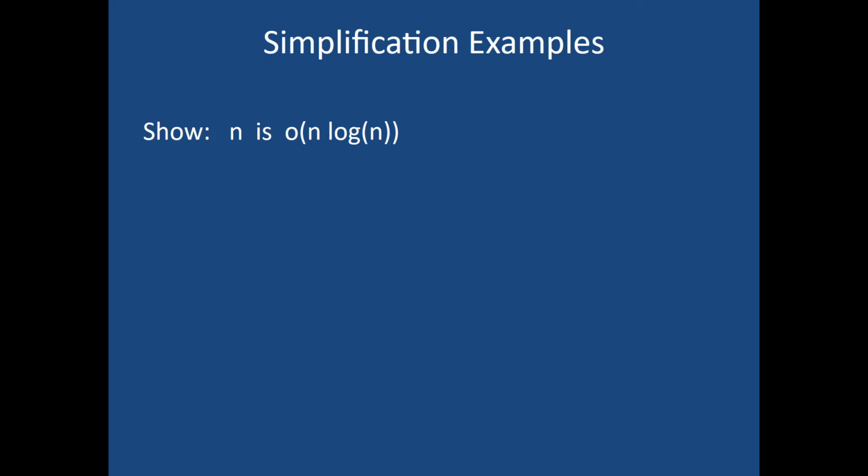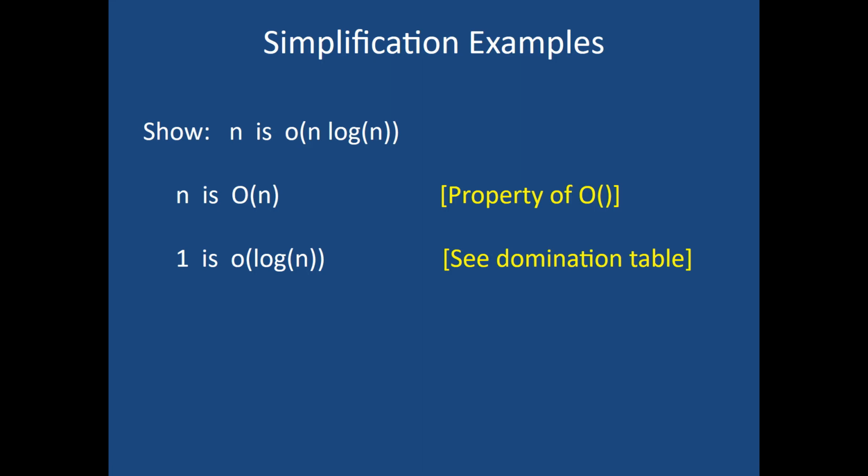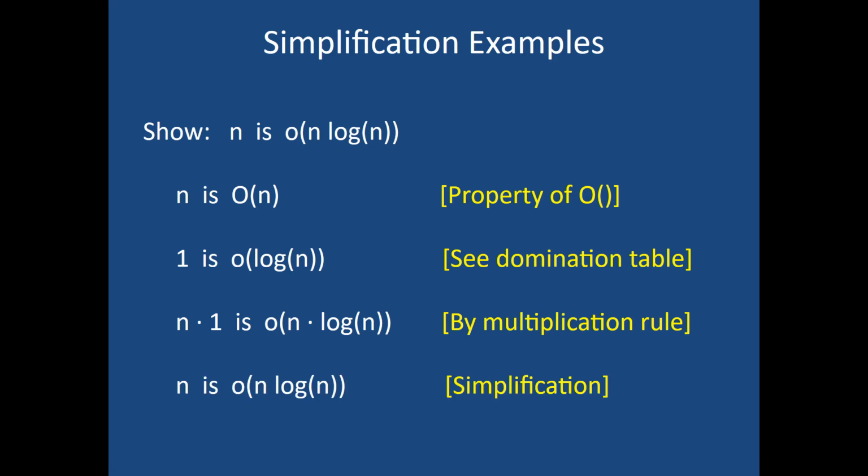How would you show that n is dominated by n log n? How would you split up the two sides? Okay, 1 and n. So we could split the n into 1 and n. And what could we split the right-hand side into? n and log n. And then we have that n is big O of n. That's the parts that are the same rate of growth. And what's left is the 1 is little o of log n because of the domination table. Multiply them together, you get n times 1 is little o of n times log n. So, not hard.